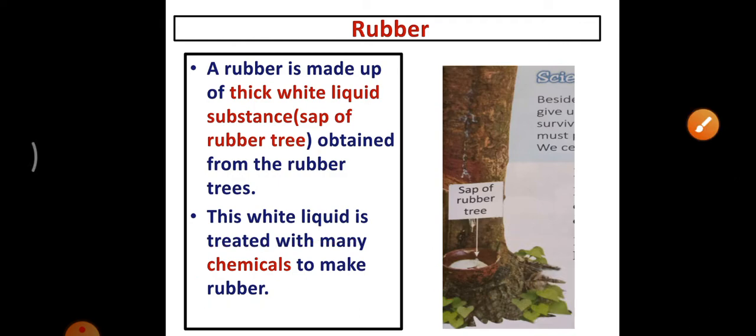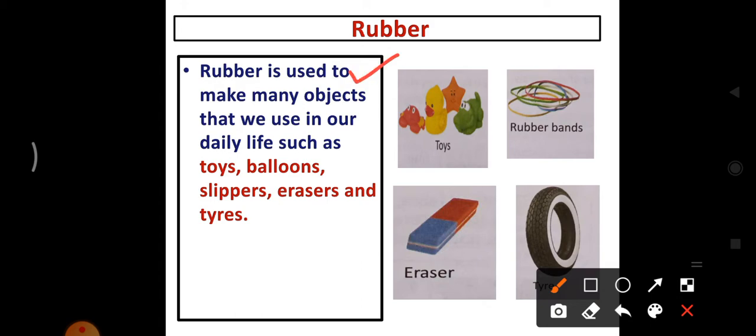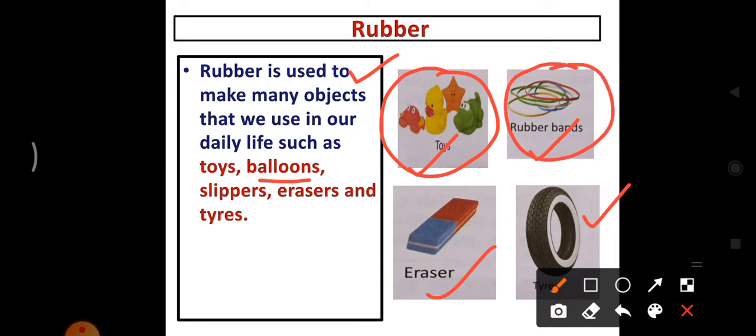So what are the uses of this rubber? Rubber is used to make many objects that we use in our daily life, such as toys, rubber bands, erasers, tires and balloons. See here, this toy is made up of rubber, and the rubber band is also made up of rubber. The eraser is made up of rubber. Tires are also made up of rubber.